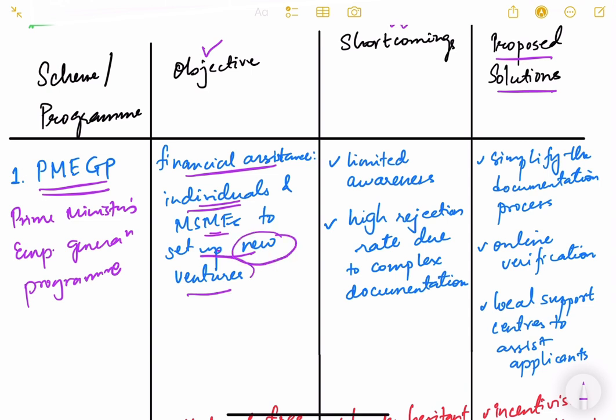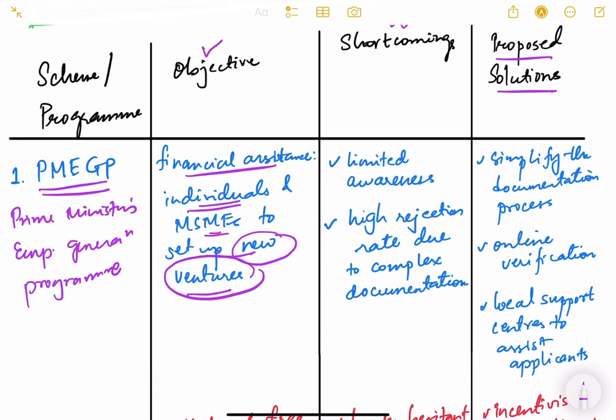In order to set up their new businesses, if there is an individual who wants to set up his own business, or a group of people want to set up a small or micro industry, then the Pradhan Mantri Employment Generation Program is very useful, because it gives financial assistance for setting up such an industry or individual business.